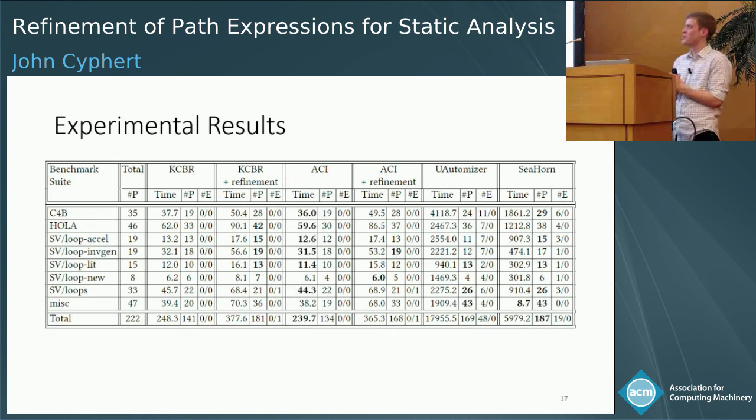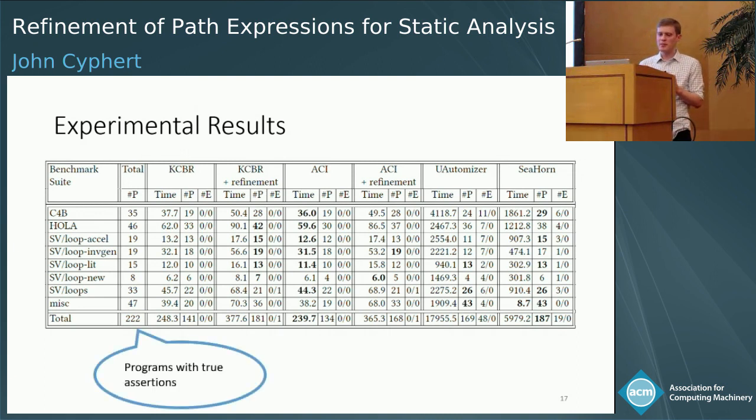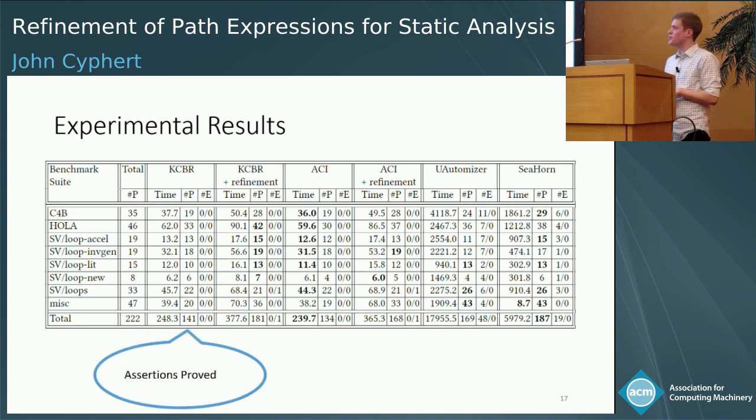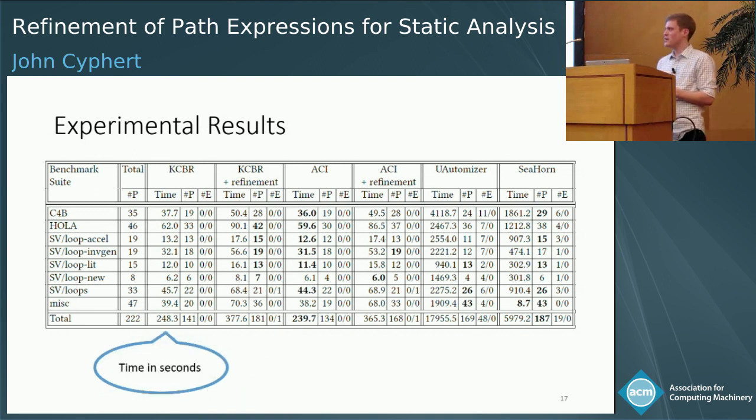Now I just want to give some experimental results. We implemented these procedures. The basic setup is that we have 222 programs coming from the literature as well as a lot of the SV-COMP benchmarks. For each one of these runs, we show how many assertions each analysis was able to prove. Higher numbers are better. We also timed each analysis in seconds.